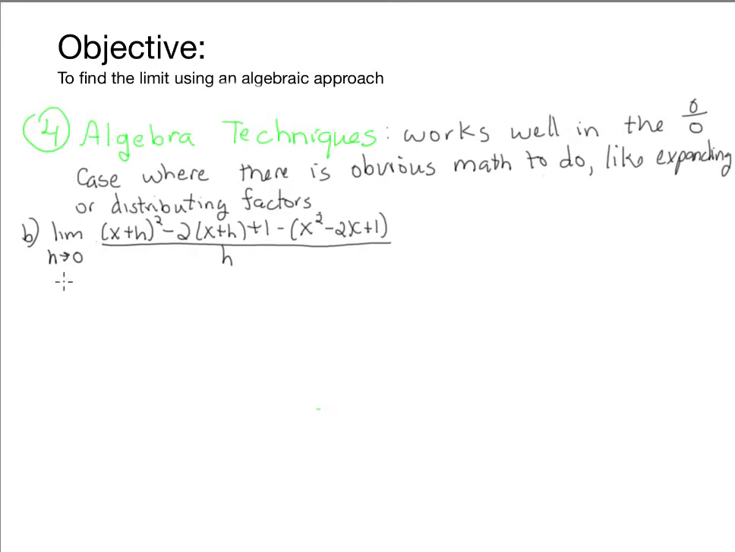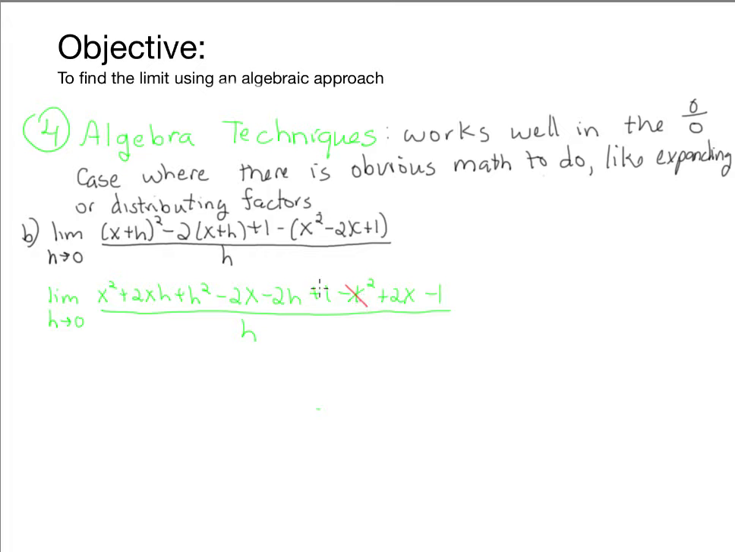Looking at this example B, if I do direct substitution, on the top I'm going to end up with 0 and on the bottom I'm going to end up with 0. So I have the indeterminate form. And that whole mess at the top just looks like I need to do some sort of algebra. So x plus h quantity squared, as from the last example, we know that's x squared plus 2xh plus h squared. Do the distributive property with the negative 2. And then the distributive property with the negative 1. And then I have divide by h.